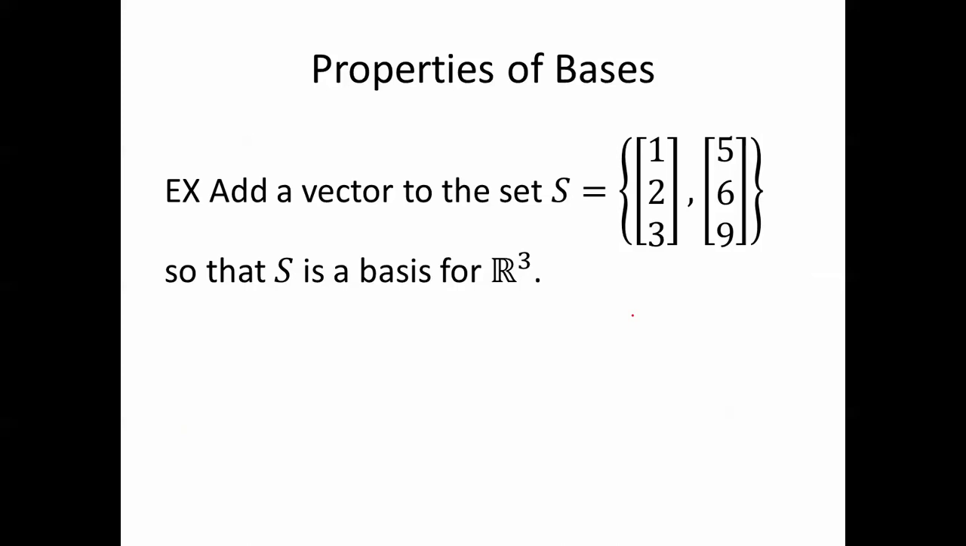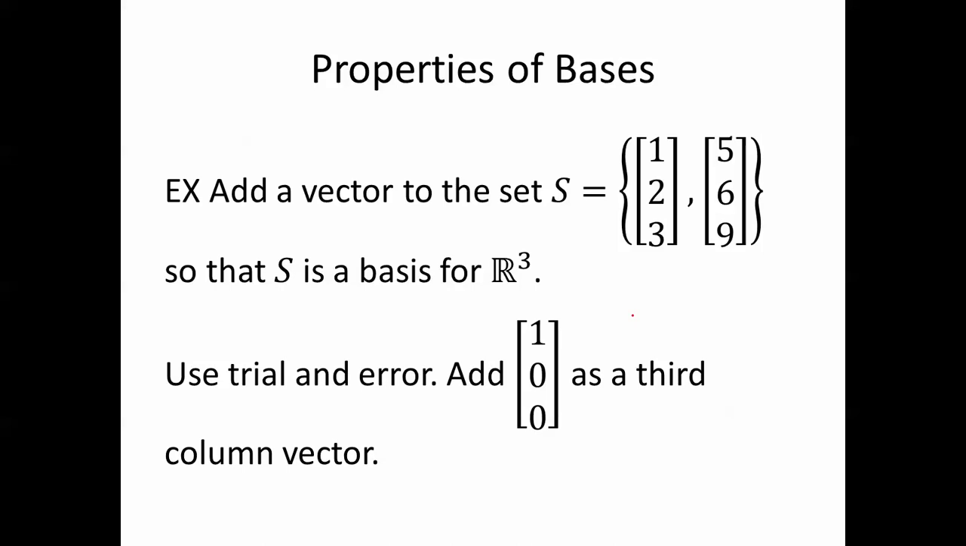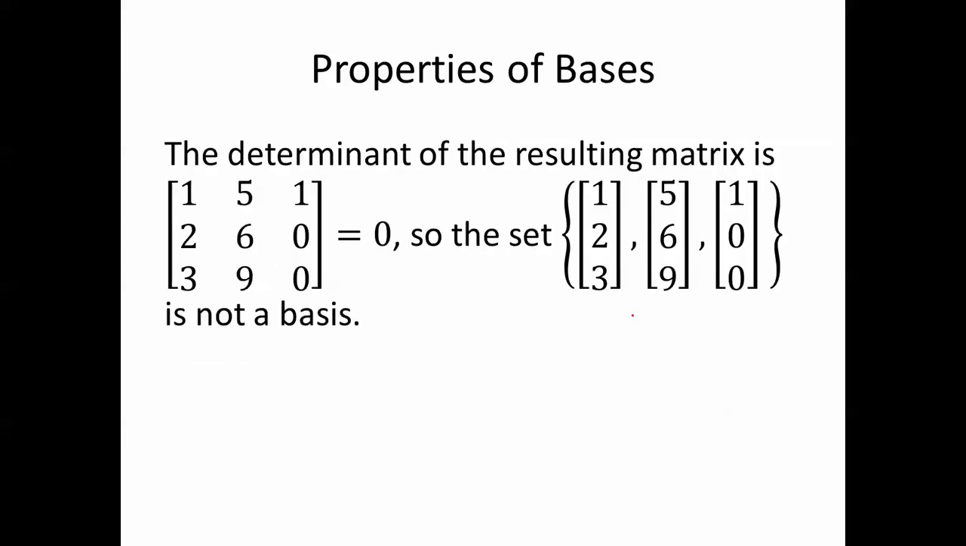For example, add a vector to the set S equals {(1, 2, 3), (5, 6, 9)} so that S is a basis for R3. Well, I'll use trial and error. What we can do is just add the columns of the identity matrix. Let's add (1, 0, 0) as a third column vector and see what we get. Okay, when you toss it in, the determinant of the resulting matrix is 0. So this set is not a basis, because by that monster theorem, this set is not linearly independent.